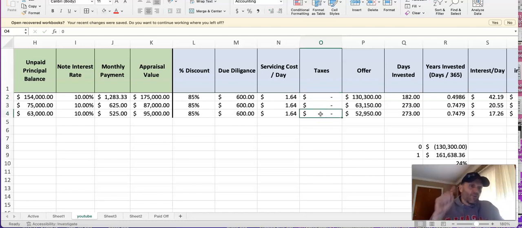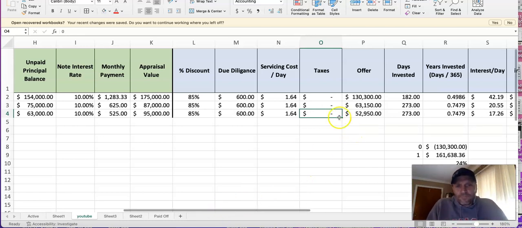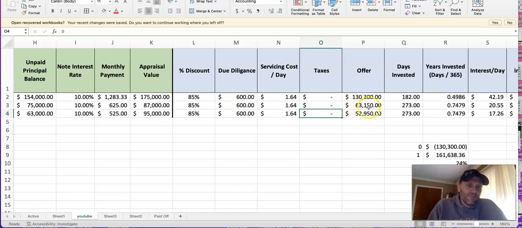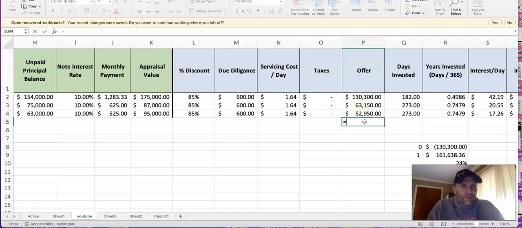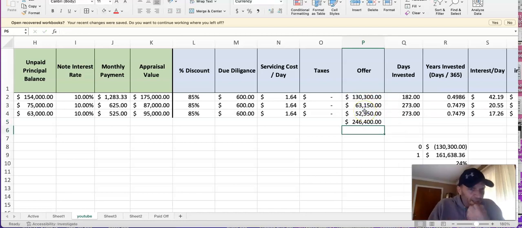There were taxes due on one of them, but I spoke to the seller, and he did say that they were going to be paid and that they're not going to be an issue. So I just zeroed everything out. So my offer on this particular scenario is going to be $130,300 for this one, $63,150 for the second asset, and $52,950 for the third one. So what is that total? For a total of $246,400.